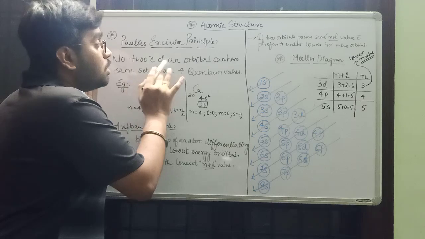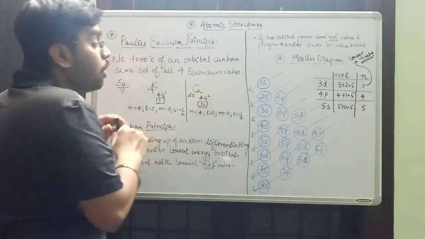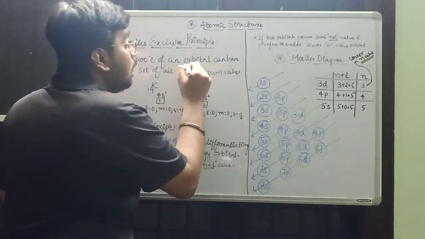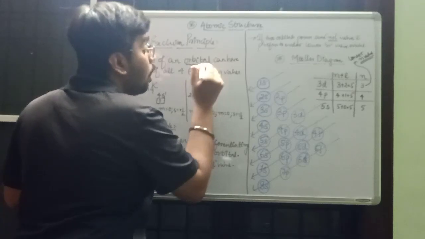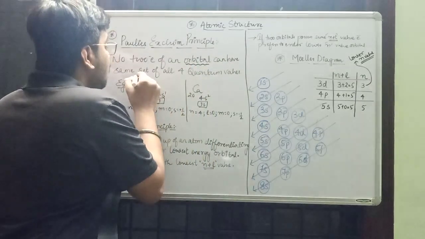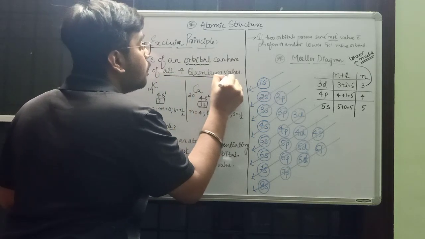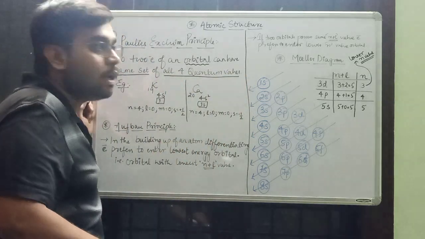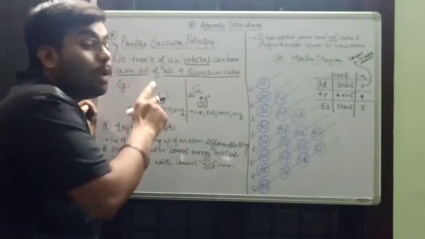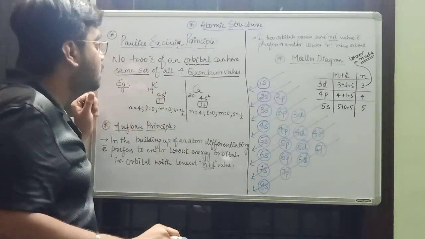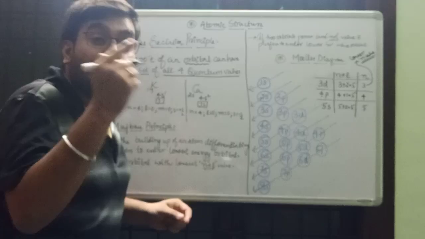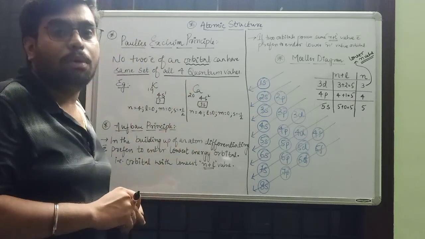No two electrons of an orbital can have the same set of all 4 quantum values. What does that mean? No two electrons of an orbital means 2 electrons belonging to the same orbital. What are orbitals?